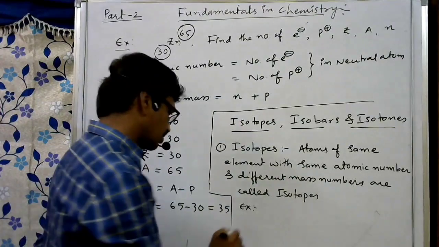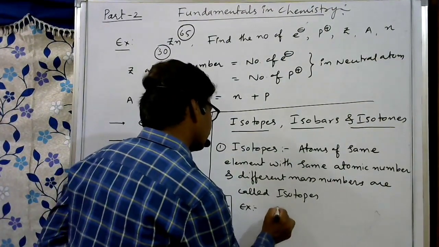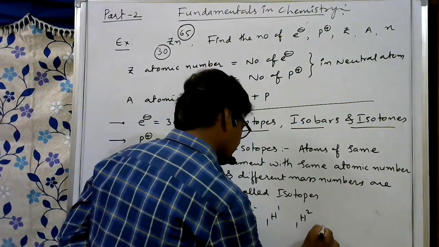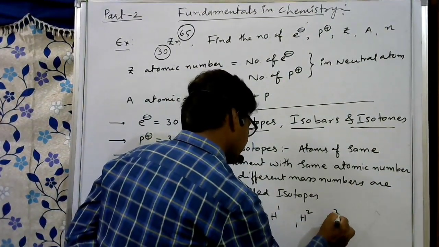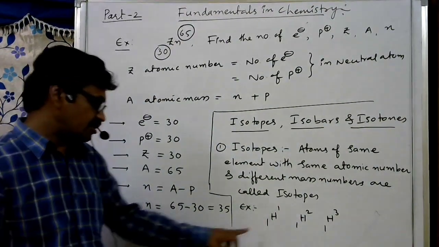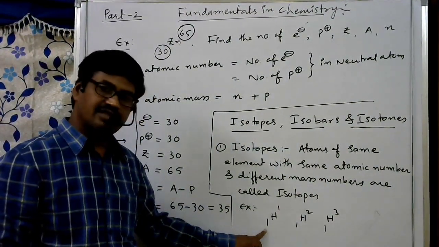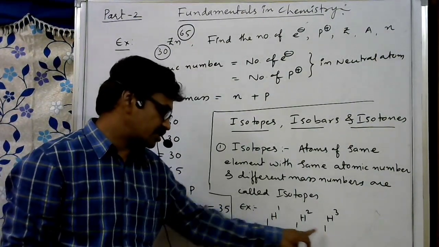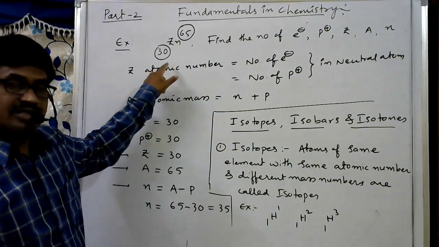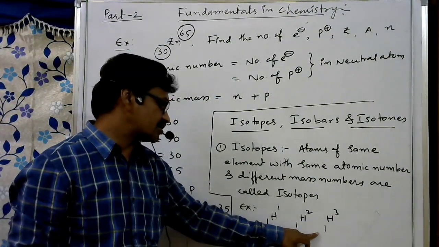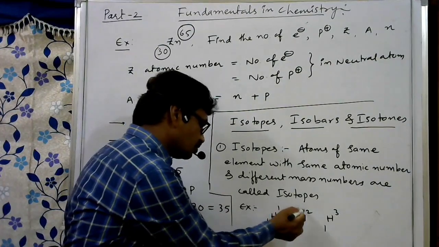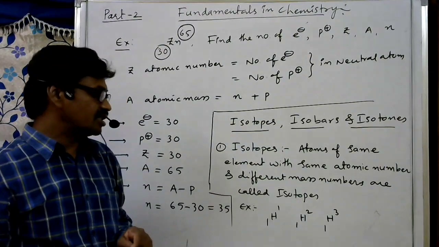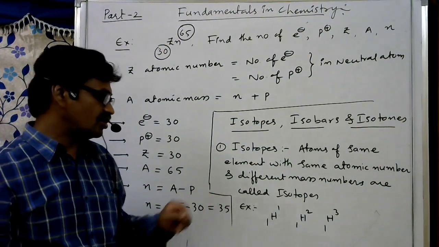Here I am giving an example. A simple and the best example is 1H1, then 1H2, then 1H3. 1H1 is hydrogen. These are hydrogen isotopes. See here, the subscript indicates the atomic number, which is the same for all these. And the superscripts 1, 2, 3 are the mass numbers, which are different. So atoms of the same element with the same atomic number and different mass numbers are called isotopes.